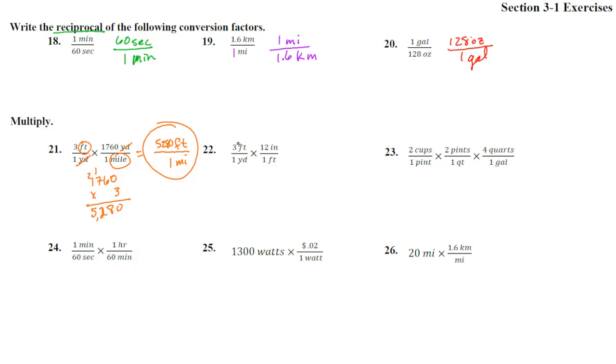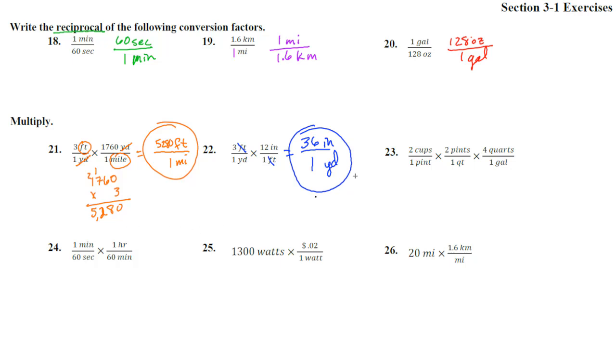All right, so there are 3 feet in a yard, 12 inches in a foot. Does anything cancel? Yes, feet cancels. So we're going to be left with inches per yard. Let's multiply these things. 3 times 12 is 36. 1 times 1 is 1. There are 36 inches per 1 yard.